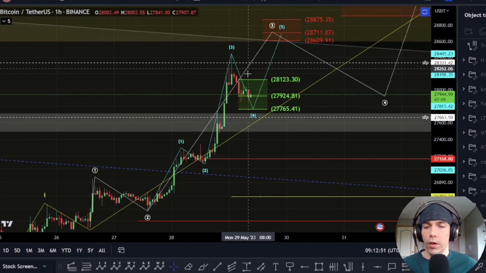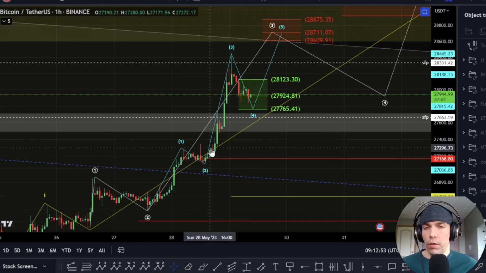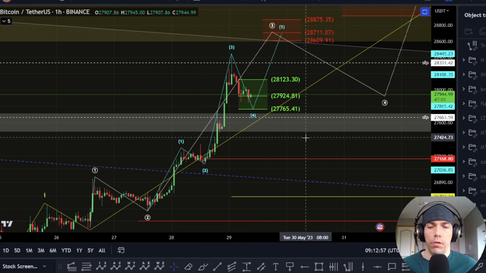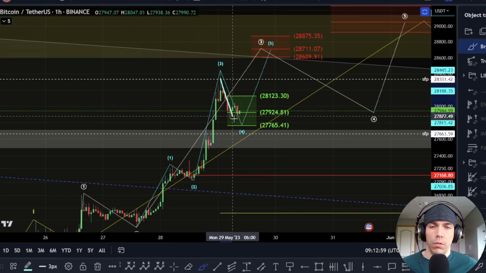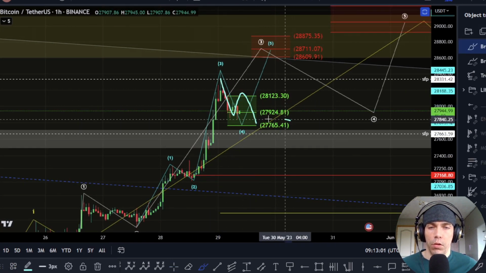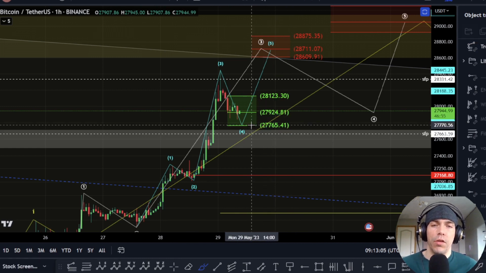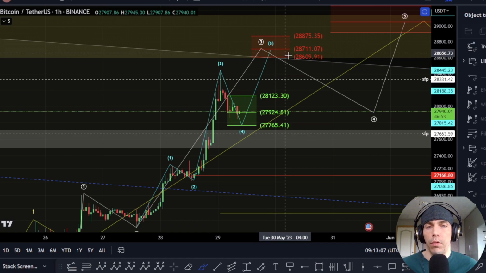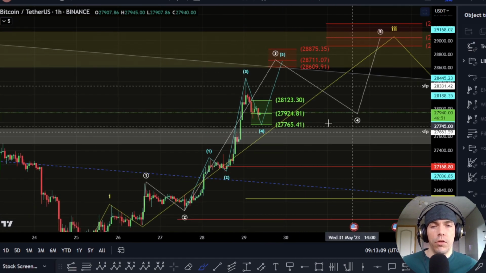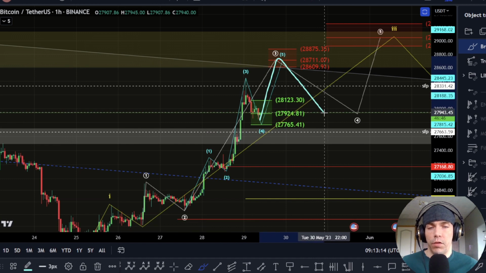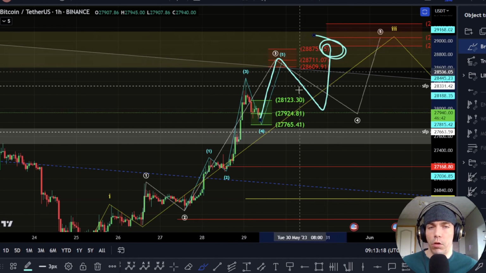Now the key difference within this is that this invalidation is higher up here towards this 27,283. If we do hold this zone where we form this as an ABC and we maintain above this 27,765, potentially what we can then see is a five-wave move. So we're going to have to watch this. If we just get a five-wave move up here, we find support again and another five-wave move, that is the zone we could actually potentially look to complete.